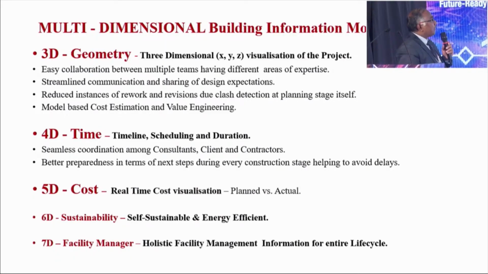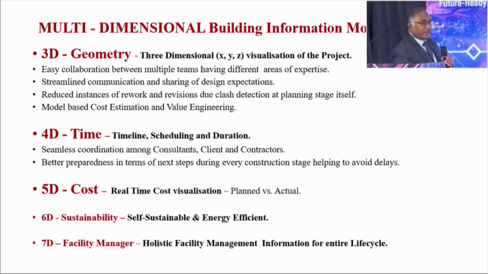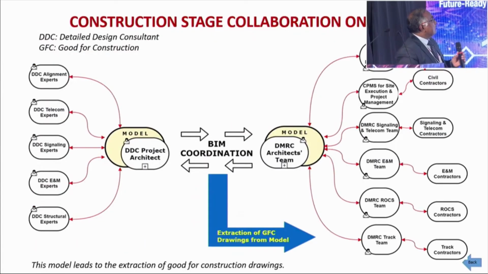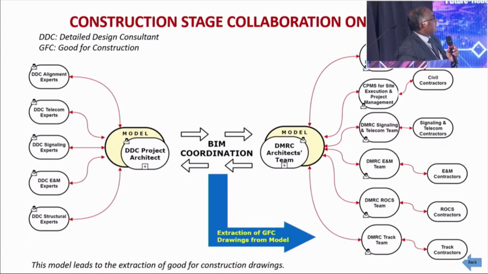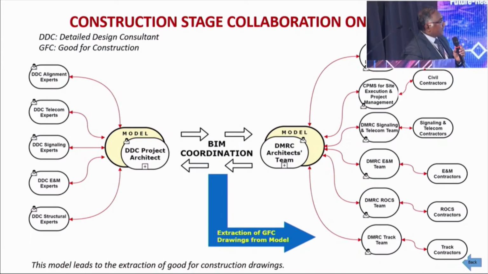Of course, it is about multi-dimensional building information modeling. Since morning we have been talking about this, and the various dimensions of BIM and their benefits have already been discussed a lot, so I am skipping this slide. This is basically about the 3D BIM and BIM 360. This is the construction stage collaboration and BIM.